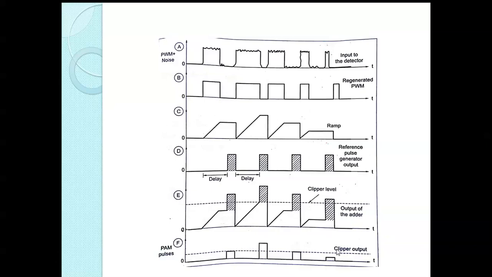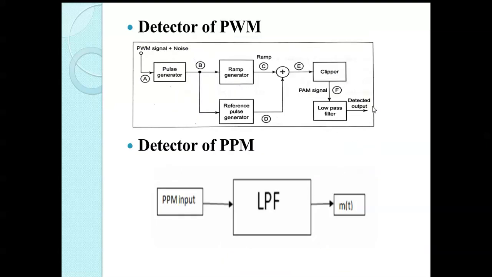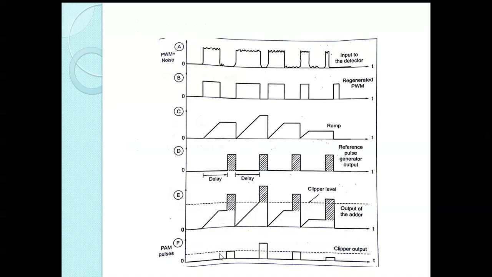So you can see the output. This is the normal change. You can change the amplitude. So this will be my PAM pulse, and this I have to send to a low pass filter in order to get a proper sine wave. Again after this I'll be tracing like this to get a normal sine wave.